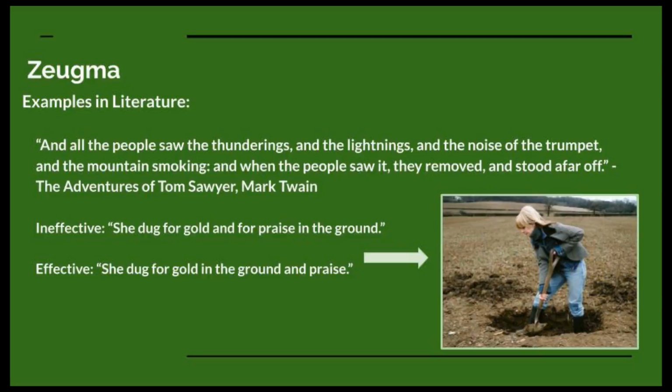For an example of an ineffective zeugma, which is not on the slides, we can use "She dug for gold and for praise in the ground." This example is ineffective because you cannot find praise in the ground, and it might often confuse readers while reading it. To change and correct it, you can say, "She dug for gold in the ground and for praise." It sounds more flowy than the ineffective example and may give readers a better understanding.